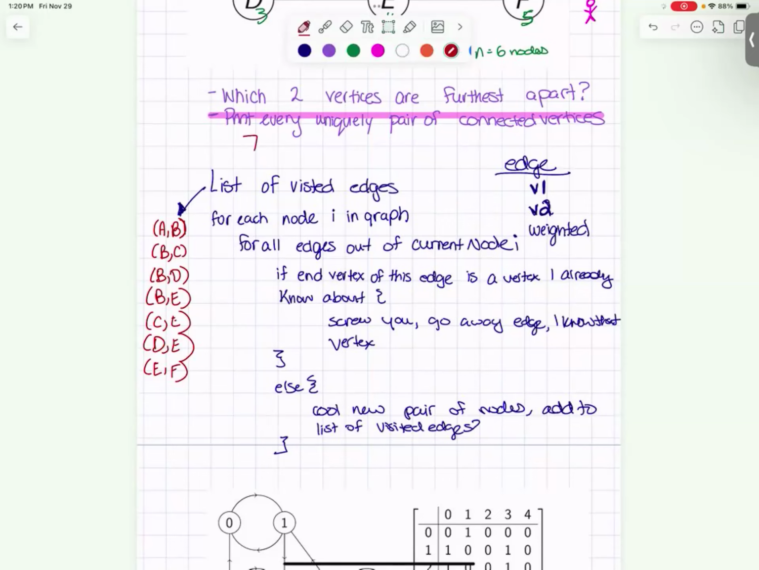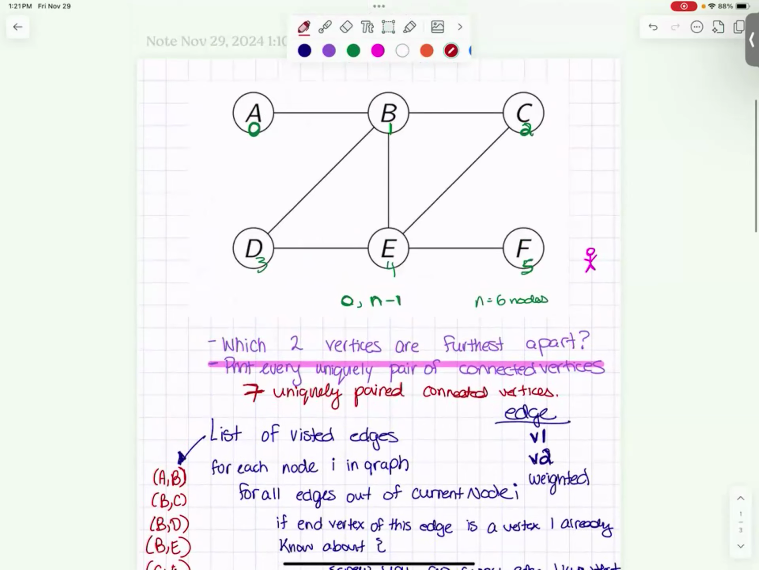I have 7 uniquely paired, connected vertices. So we can see how we can start to walk through each of those edges.